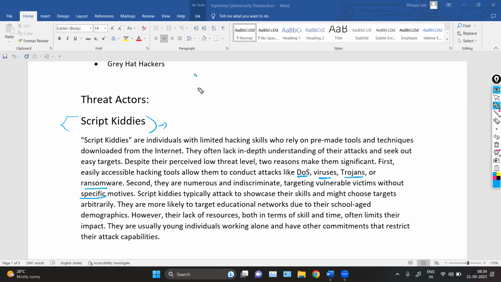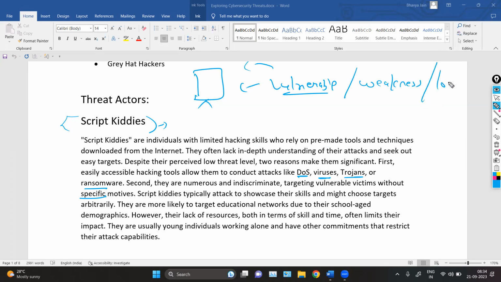Just think of a system. Let's say your system is vulnerable to any kind of services. What does vulnerable mean? Your system has a weakness. So vulnerability, we can say weakness, or we can say loophole. Let's say your system is vulnerable to any kind of services. Now the script kiddies can hack those services without any prior knowledge. It means the hacker or the script kiddie can hack.